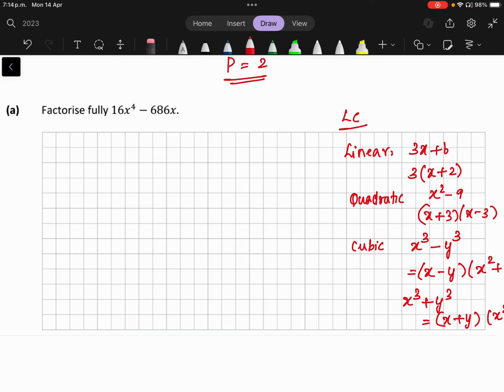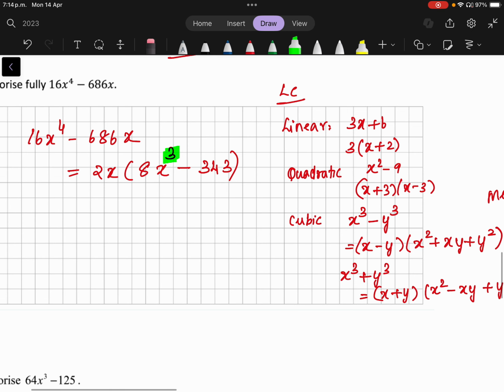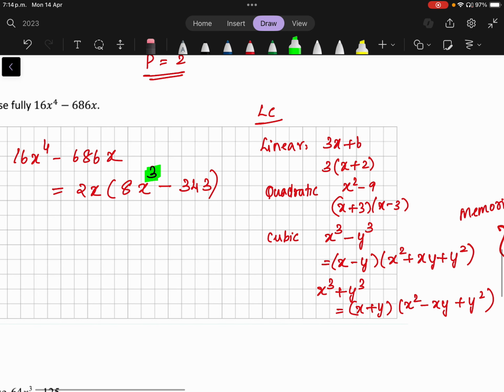Now with this one, 16x to the power of 4 minus 686x, factorization. What is common? I can see that 2 is common here. I can also see that x is common here. So I factorize it. I take it out and then I will get 8x to the power of 3 minus 343. Now I have a cubic expression. So I know we have the factorization for a cubic expression here. So this is the one, x cube minus y cube. That's the one which we are going to work on.